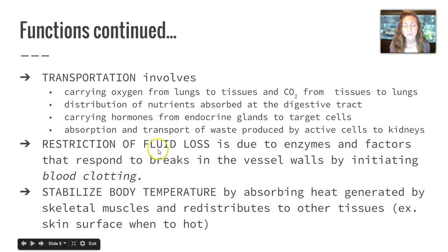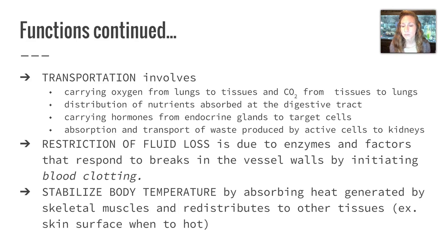To get in a little more depth about a few of these, transportation would involve things like carrying oxygen from lungs to tissues, carbon dioxide from tissues to lungs, distribution of nutrients absorbed at the digestive tract, carrying hormones from endocrine glands to target cells, and absorption and transport of waste to be taken to kidneys and then excreted through our urine. Restriction of fluid loss is due to the ability of blood to form a blood clot at a site where a vessel might break.